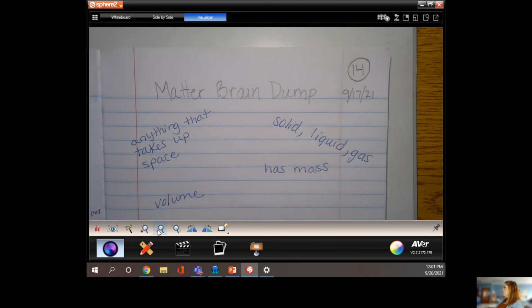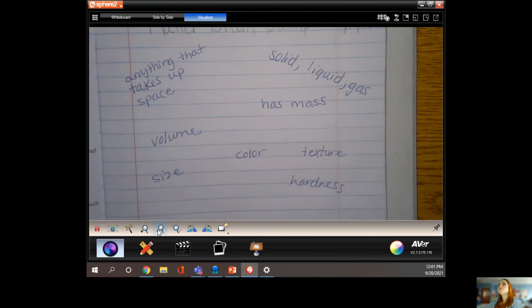Rebecca? No, that would be like a state of matter, yes? Are you raising your hand if you don't know the question, silly? So we're talking about properties of matter. How can you describe matter? You can talk about the color, texture, size, hardness, right? These are all things that can describe matter.